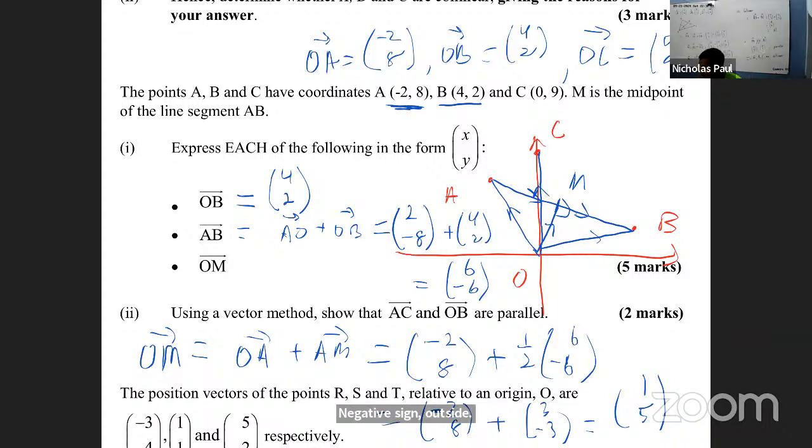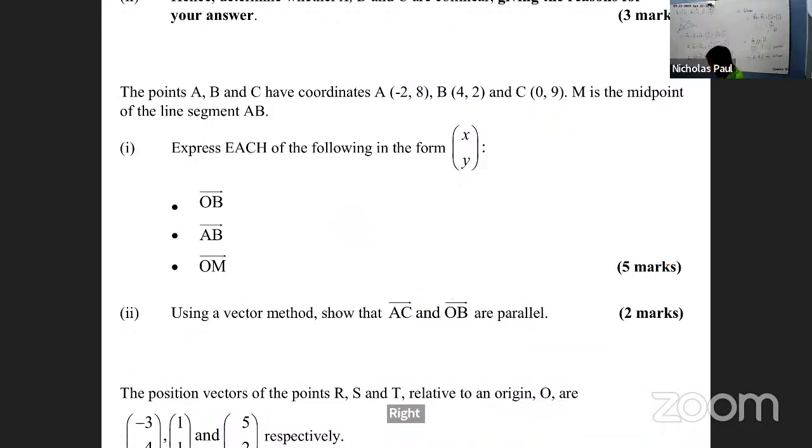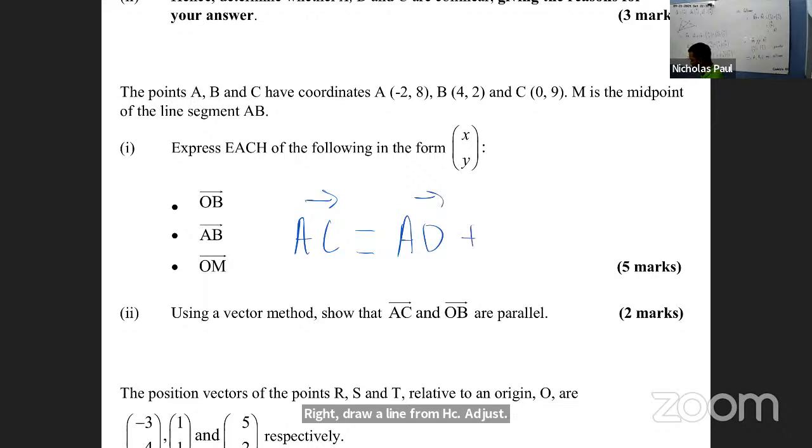How do you find AC? Draw a line from A to C. Draw a line from A to C. I've laid all this out, so tell me how to find AC. AC is what? A to O plus O to C.